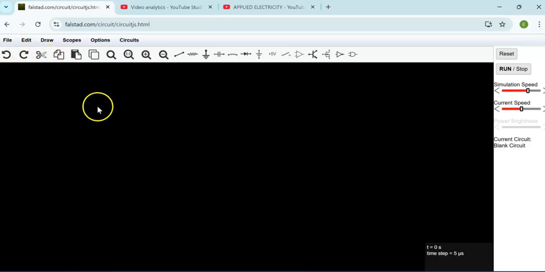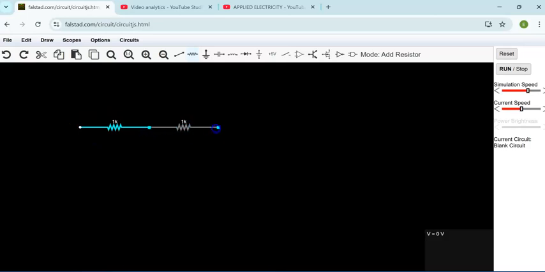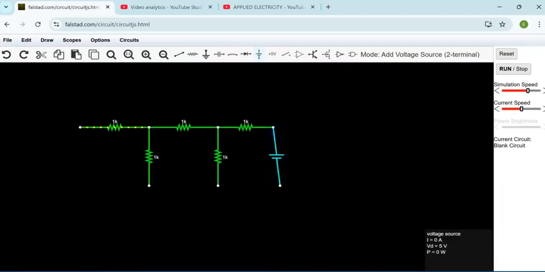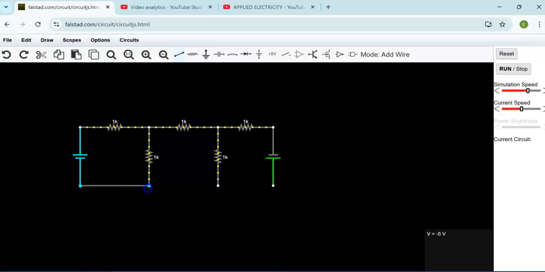So I'll open my simulator, then I'll draw my circuit. So I have one resistor here, one here, another one here, and one here, one here. Then we have our power source. We have our voltage source here, and we have another voltage source here as well. And after doing that, we just have to connect everything back together.